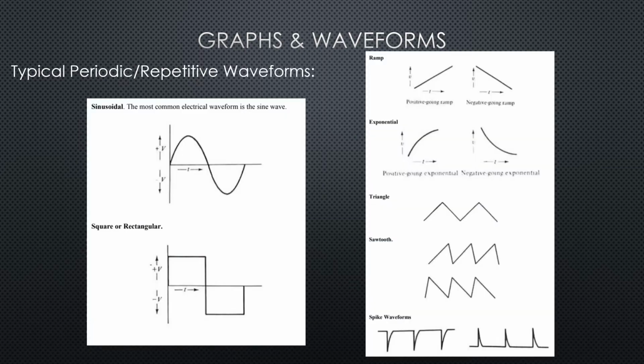Okay, so here are some examples of typical periodic or repetitive waveforms. We've got the sinusoidal, square or rectangular. We've got ramps, exponential, triangle, sawtooth, and spike waveforms.